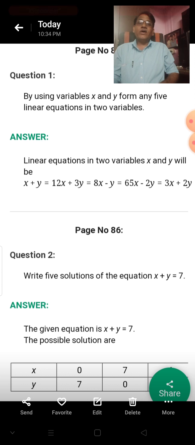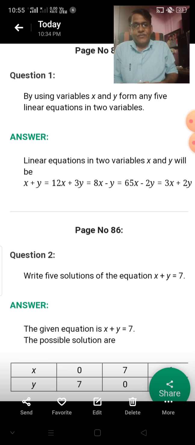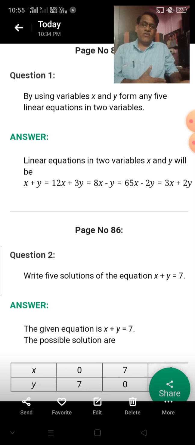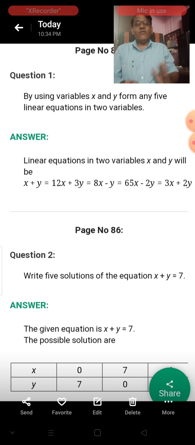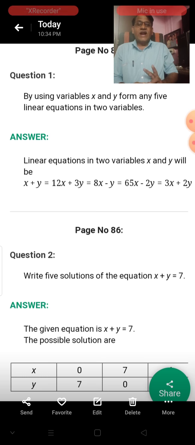Either you have to know the value of x, then you can find out the value of y, or you have to know the value of y, then you can find out the value of x. Otherwise you can't find out the values of both x and y. So you have to imagine a value of x, then you can find out the value of y. And if you imagine a value of y, then you can find out the value of x. Here x plus y is equal to 7. It means the addition of x and y is equal to 7.